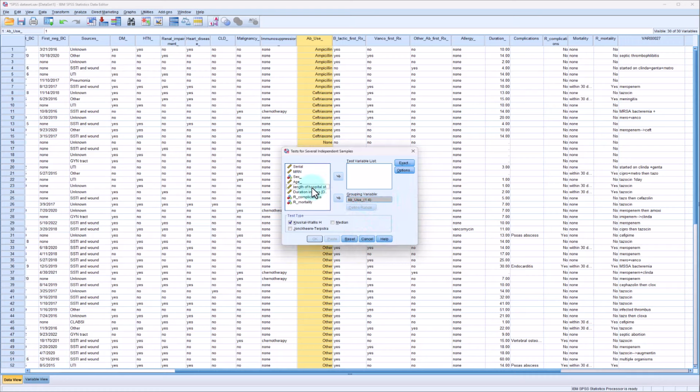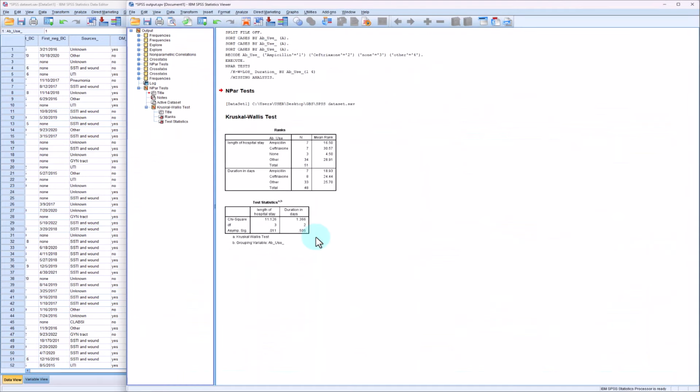And then I would take these two variables, length of hospital stay and duration, in the test variable list box. The Kruskal-Wallis H is already selected. I would just click on OK. Here you can see that the length of hospital stay was related to the antibiotic use. Now we would find out the mean and median length of hospital stay for each of the antibiotic user groups.